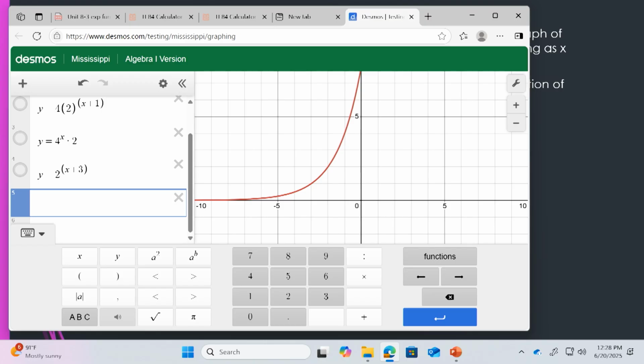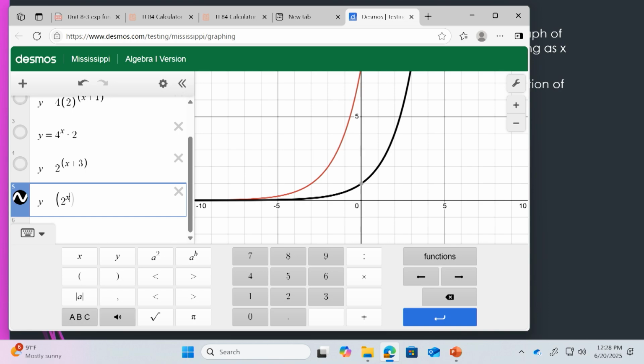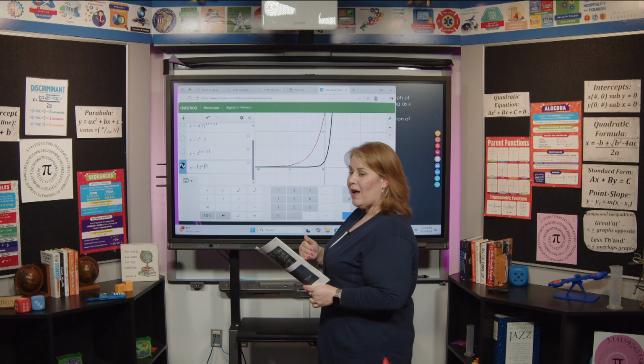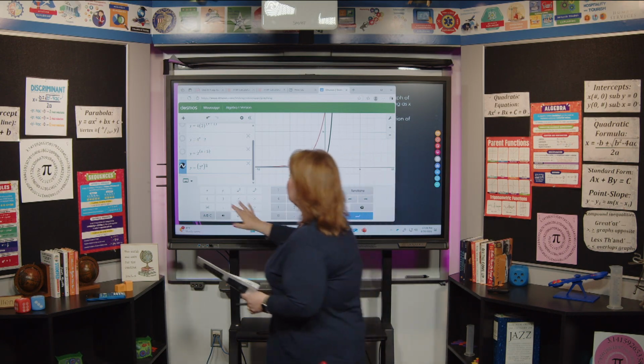Let's keep on going. So I have y equals, parentheses, 2 to the x, and then I'm going to close parentheses. Whoops. I'm going to arrow over and close my parentheses. Then I am going to again put that to the third. That is nowhere near on top of the red one. So I know that's not a possible answer. So let's put the next one in.